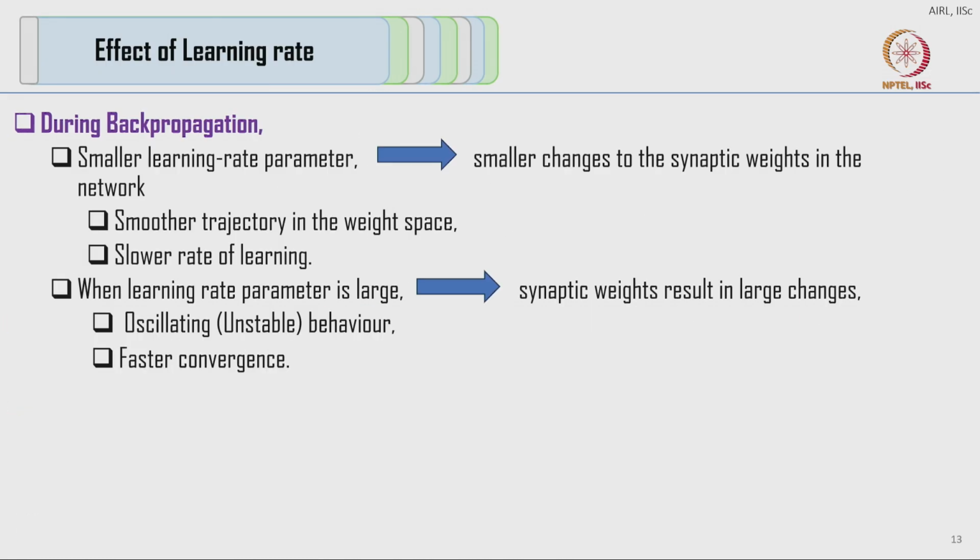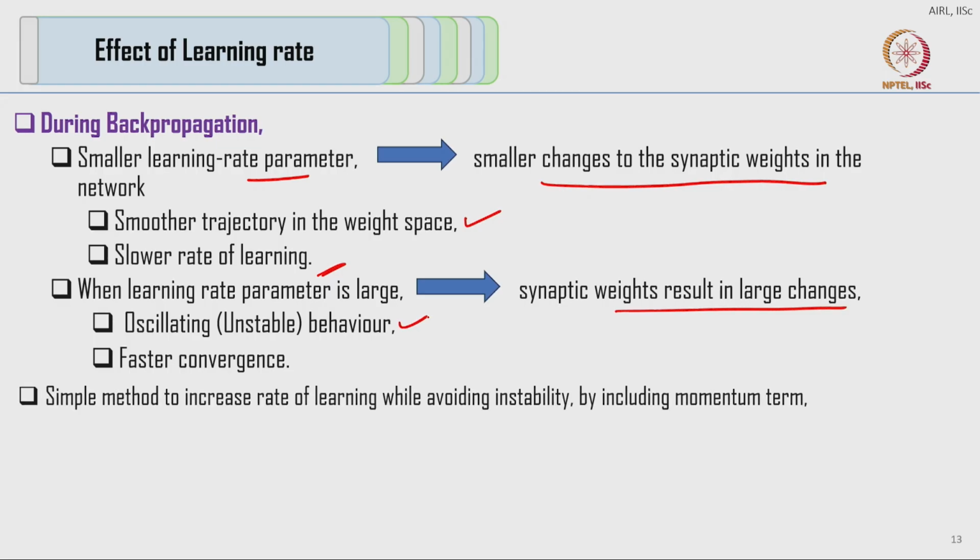Now during the backpropagation algorithm, as we observed in the plots before, the influence of the learning rate is that a smaller learning rate would produce smaller changes to the synaptic weights, where we observe a smoother trajectory. However, it is very slow towards convergence. Now if we have a learning rate which is very high, we observe a drastic update in the synaptic weights. However, it has an oscillatory behavior, right?